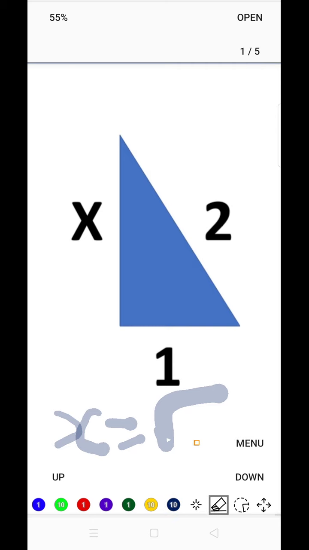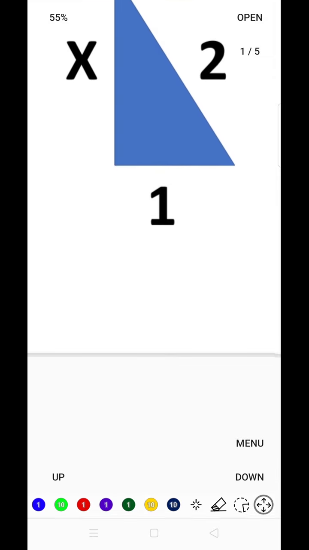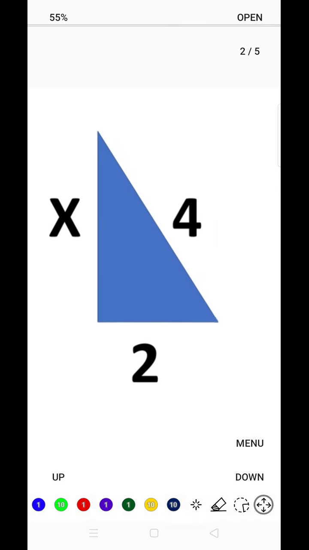X equals square root of 3. Okay, clear? Let us move on to the next question. Let me go to the second question and come to the shortcut later.